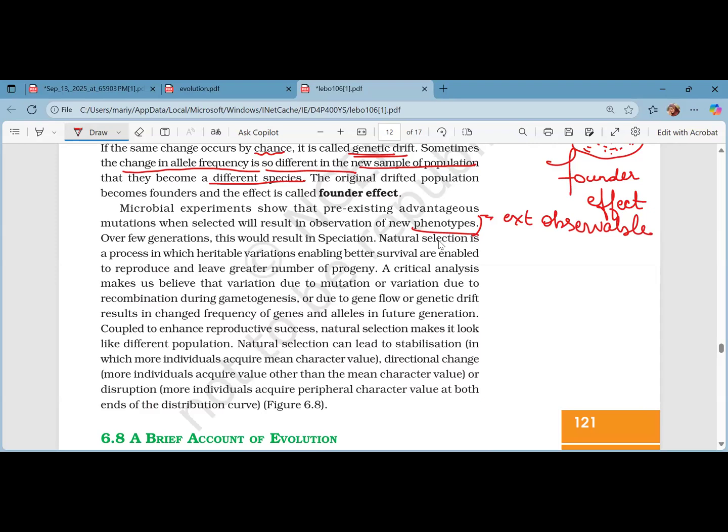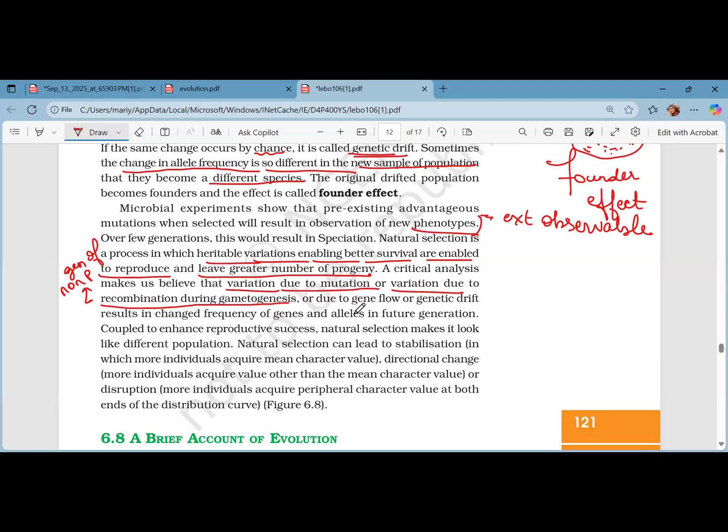Now, natural selection is a process in which heritable variations enabling better survival are enabled to reproduce and leave a greater number of progeny. A critical analysis makes us believe that variation is due to mutation or due to recombination during gametogenesis. Recombination means generation of non-parental type.